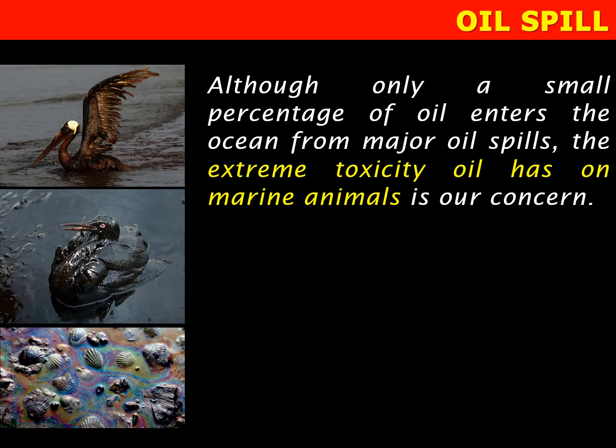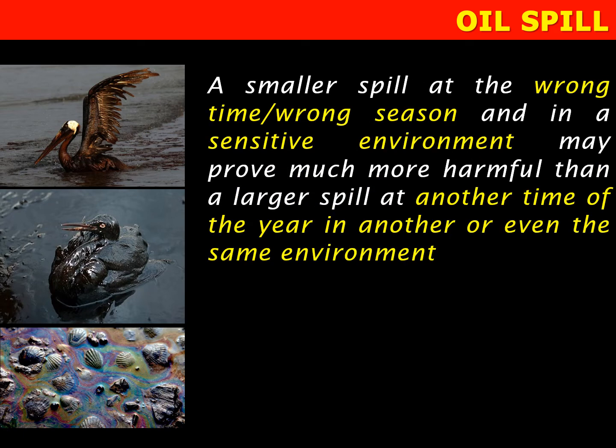Although only a small percentage of oil enters the ocean from major oil spills, the extreme toxicity oil has on marine animals is our concern. A smaller spill at the wrong time or wrong season, and in a sensitive environment may prove much more harmful than a larger spill at another time of the year, in another or even the same environment.